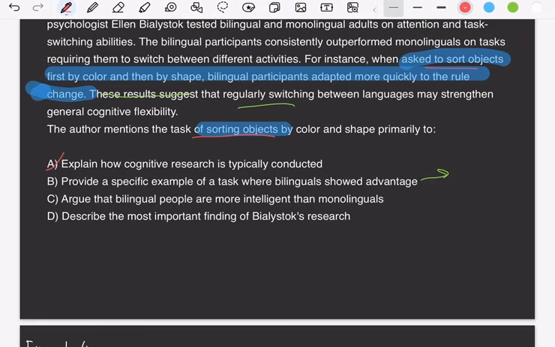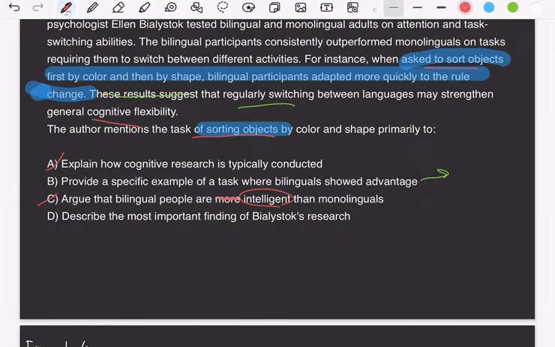Third option is argue that bilingual people are more intelligent than monolinguals. Now, this is again a comparison that is not relevant here. It doesn't talk about the fact that bilinguals are intelligent. It is stating that they have cognitive flexibility, rather than that they're intelligent. So this is again too extreme. There is no comparison like that, so I'm going to ignore this.